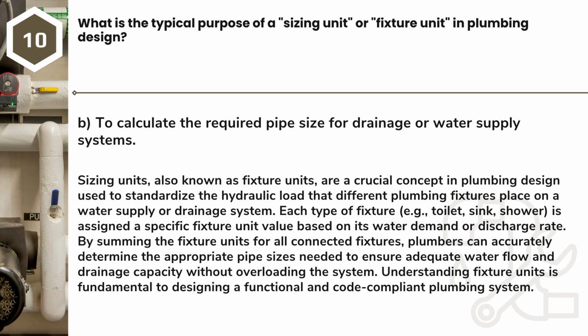Sizing units, also known as fixture units, are a crucial concept in plumbing design used to standardize the hydraulic load that different plumbing fixtures place on a water supply or drainage system. Each type of fixture, for example toilet, sink, shower, is assigned a specific fixture unit value based on its water demand or discharge rate. By summing the fixture units for all connected fixtures, plumbers can accurately determine the appropriate pipe sizes needed to ensure adequate water flow and drainage capacity without overloading the system. Understanding fixture units is fundamental to designing a functional and code-compliant plumbing system.